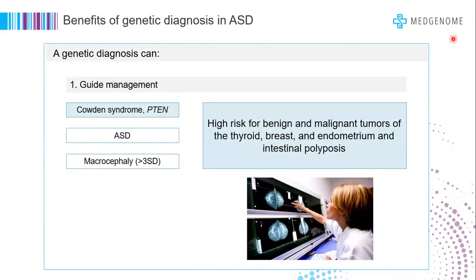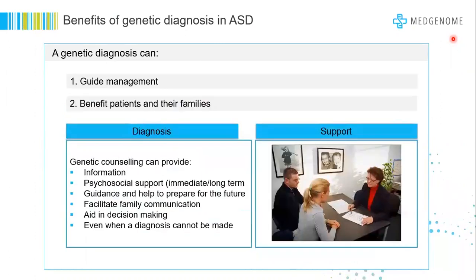So after this, we can see that in spite of doing all studies, all testing, we may not get a diagnosis. But yes, if we have a genetic diagnosis, it can help us guide the management of the child, because if we get a certain syndromic type of autism like Cowden syndrome, we know that they are at high risk for tumors, and so they will be kept under surveillance for those tumors or malignancies. It will benefit the patient and families because we can provide them information regarding what their child has. We can provide psychosocial support, help them get involved in a support group, give guidance and help to prepare for the future, and aid in decision making. Sometimes even if a diagnosis cannot be made, a genetic counseling session can at least help support them with that too.